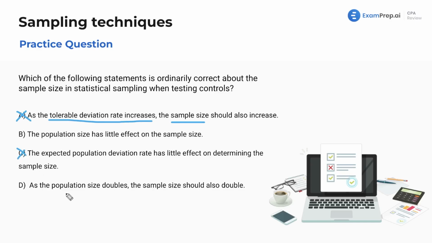And last here, as the population size doubles, the sample size should also double. Well, actually, this is directly contradictory to letter B. So one of these would have to be right, one of these would have to be wrong. As the population size doubles, the sample size should also double. That's not particularly true because this population size has little effect on the sample size. The point we beat to death in the lessons. The final answer, I am going to say letter B.